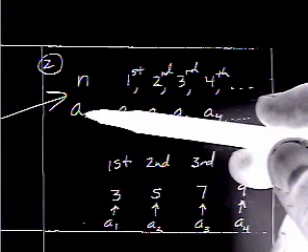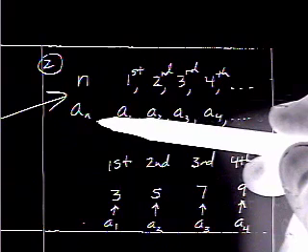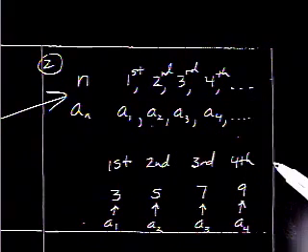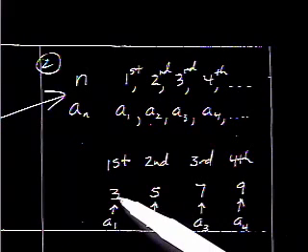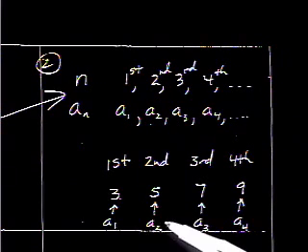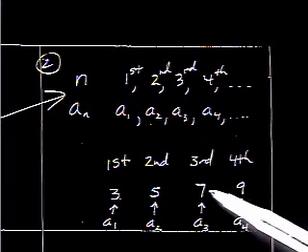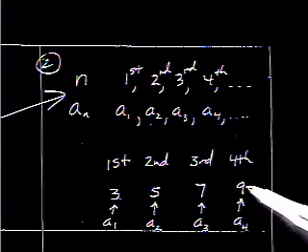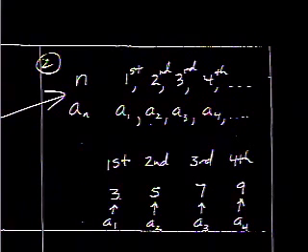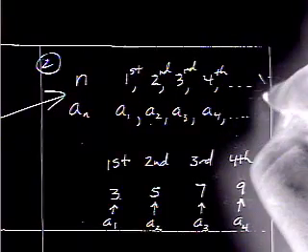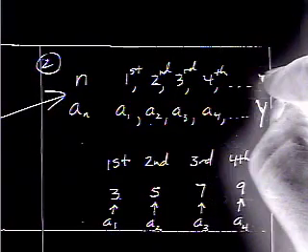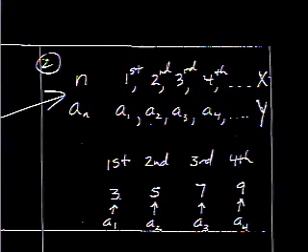A sub n represents the value of the term. So a sub 1 in my previous example was a 3. A sub 2 was 5. The third term was 7. A sub 4, the fourth term, was 9. So in other words, these are like x's and y's. So kind of get into the habit of understanding that the name of the term is like the x, and the value of the term is like y.